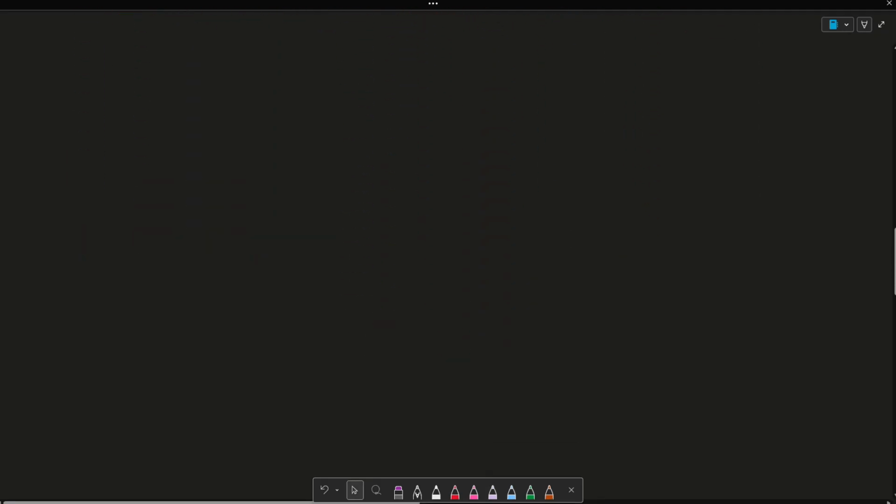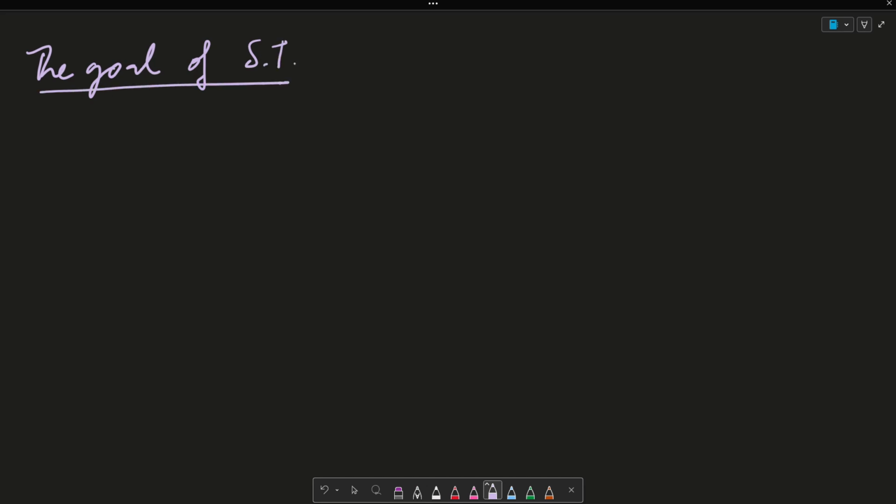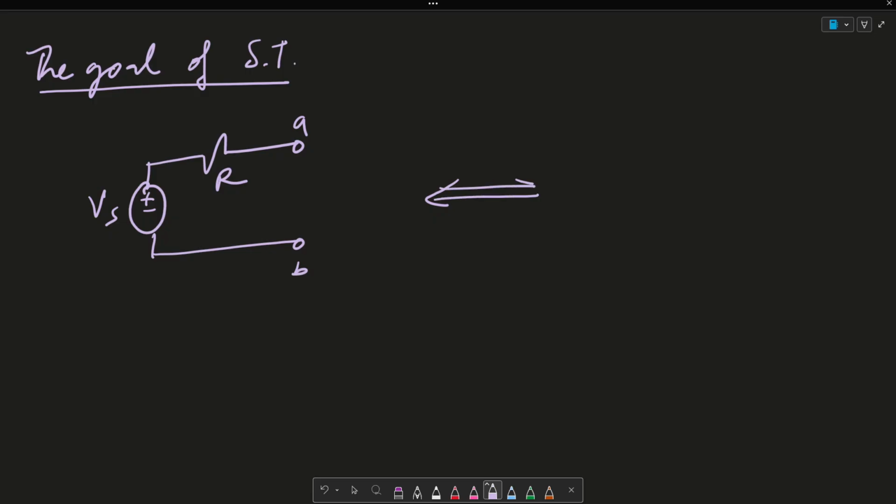Now let's talk about what I'm going to call the goal of source transformation. The goal is, if you have a circuit connected to a terminal AB where there's a resistance R and a voltage source, we want to be able to map it to a current source in parallel with that same resistor R, also connected to A and B.